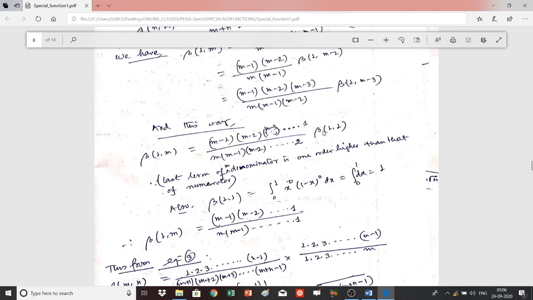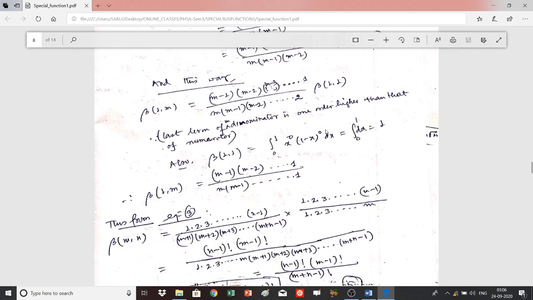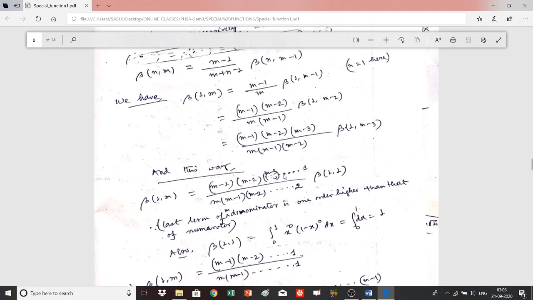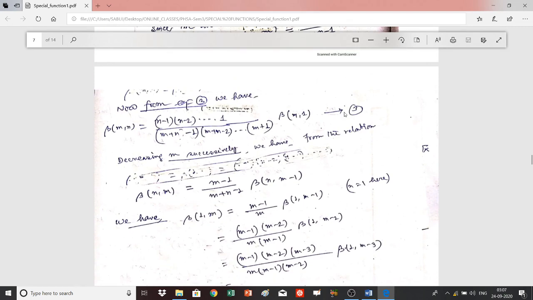Just substitute the value of beta 1 1 in this expression. So beta 1m is equal to m minus 1, m minus 2, in this way goes up to 1, and then m into m minus 1, and in this way it goes on, with the value of beta 1 1 at the end. Now that is from equation 3. Where is equation 3? Equation number 3 is also written here.